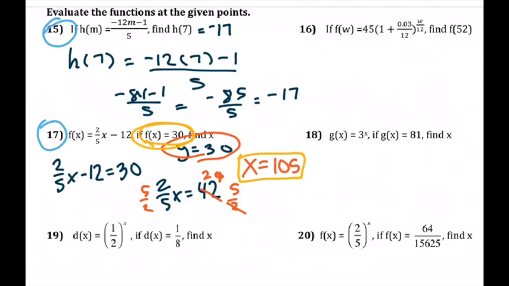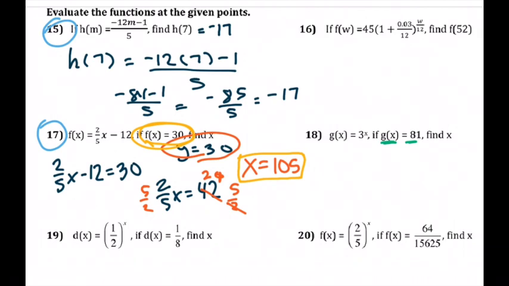Okay, let's try something a little bit different. Let's go to number 18. 18 is going to be pretty different because, number 1, it's exponential. Number 2, you're limited in how you can do this, and I'm very limited in what types of questions I can ask you because of the types of tools you have. So if we say g of x equals 81 and g of x is equal to 3 to the x power, what am I going to write to start this problem?